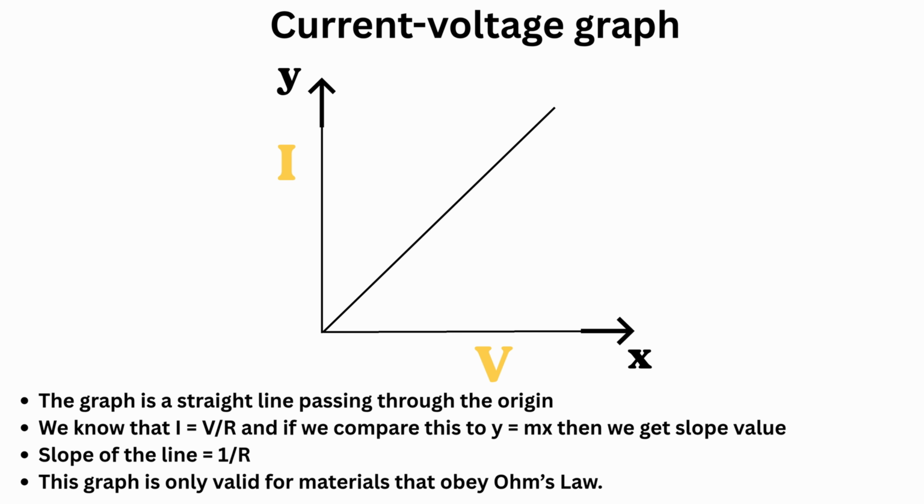This matches perfectly with our equation. We know that current equals voltage divided by resistance. I equals V divided by R. So here, if you compare, current behaves like Y, voltage behaves like X, and the slope M is equal to 1 over R. So in one simple idea, the graph, the equation, and the slope all tell the same story.